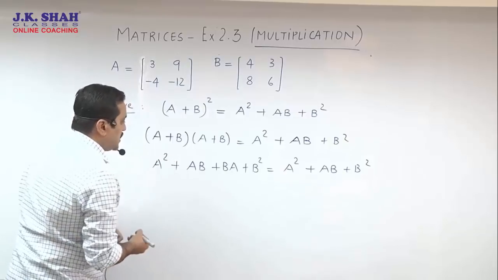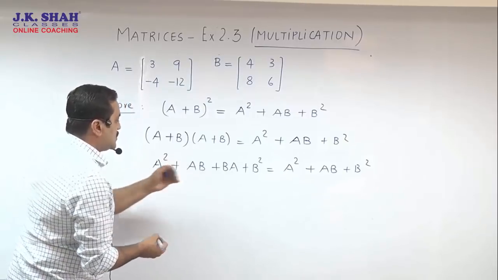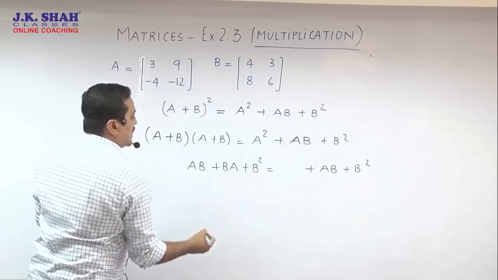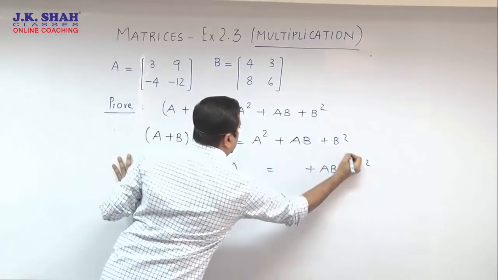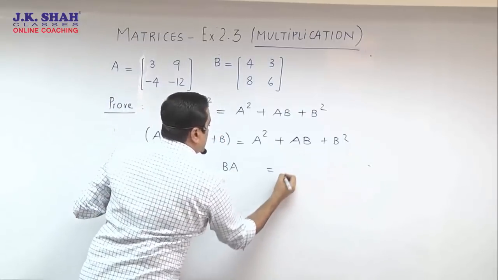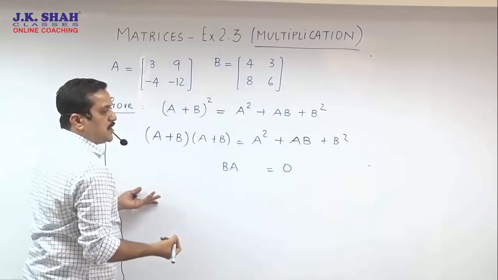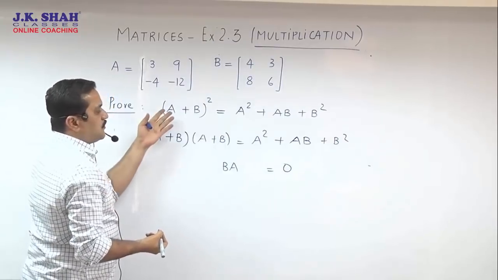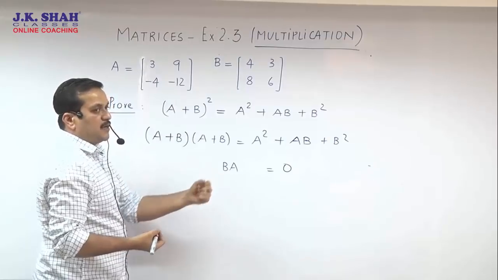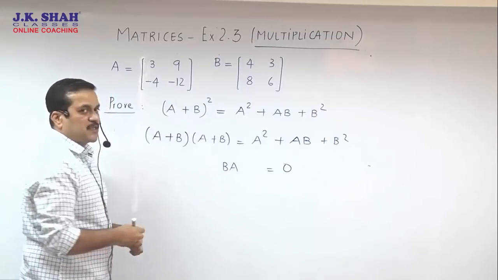So now proceeding ahead, if I have to prove this, then A square is gone, cancelling A square on both sides, cancelling B square on both sides, cancelling AB on both sides. So I just need to prove BA equal to 0. So rather than going for a 2-page long sum, I would have just finished off my sum proving that BA equal to 0, which takes only half a page of space.